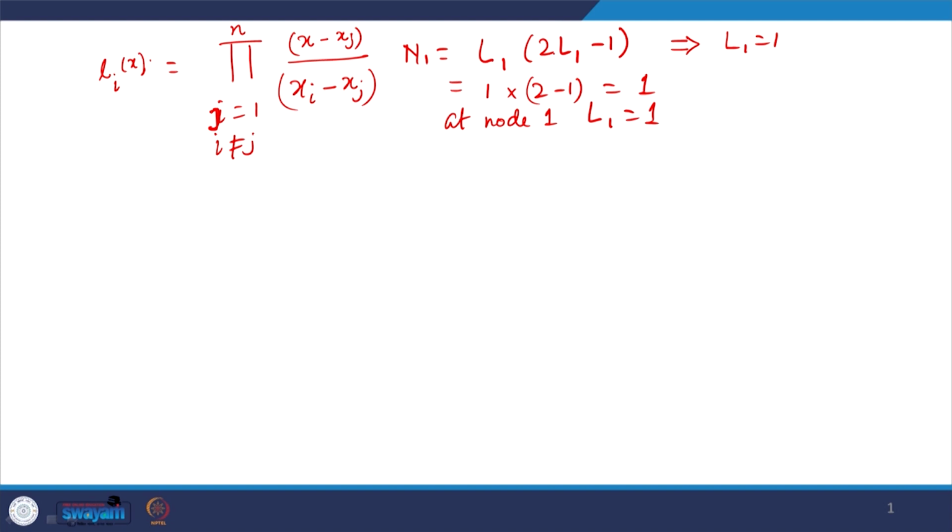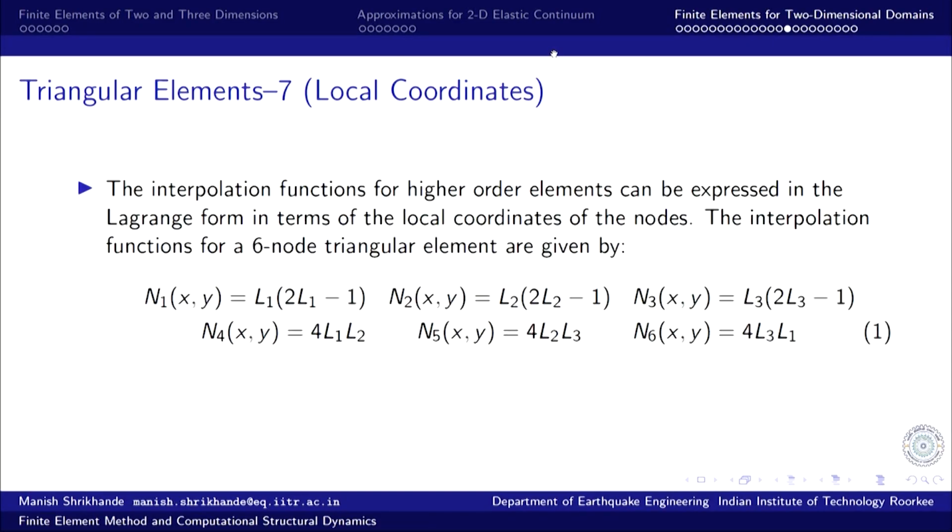And similarly, we have similar expressions for the other nodes. So, N 2 is equal to L 2 multiplied by twice L 2 minus 1, N 3 is equal to L 3 multiplied by twice L 3 minus 1. So, that is a simple Lagrange's form of interpolation function. So, no complicated analysis or computation of derivatives or inversion of large coefficient matrices.